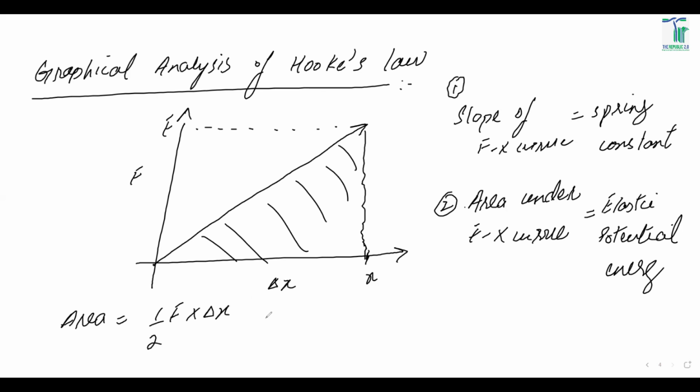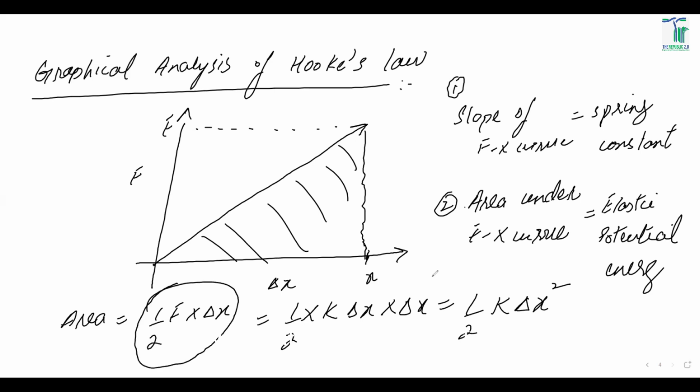Now you also remember one thing, that F is also equal to k times change in x, right? So k times change in x times change in x. So you can also write it as 1/2 k change in x squared, right? Whenever you want to calculate the elastic potential energy for a spring which is within the elastic limit, you would either be using this formula or this formula depending upon the variables given. Is that clear?